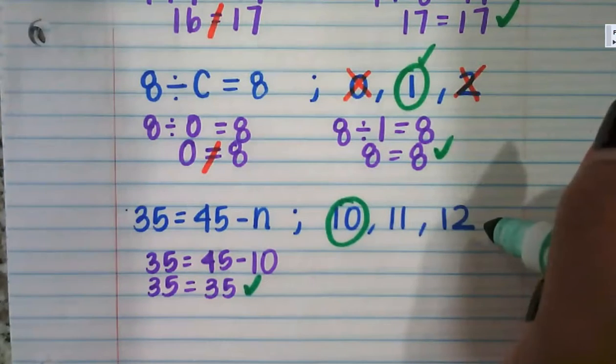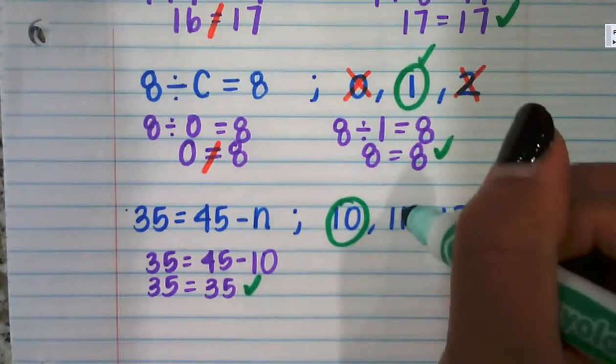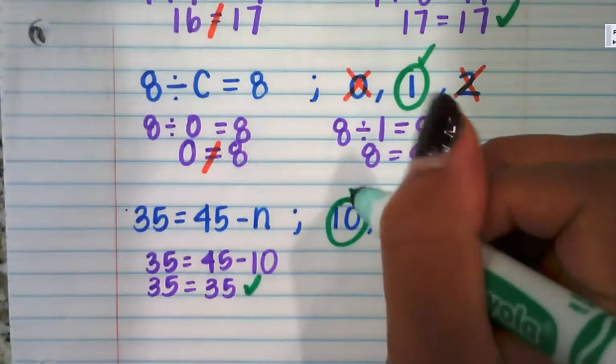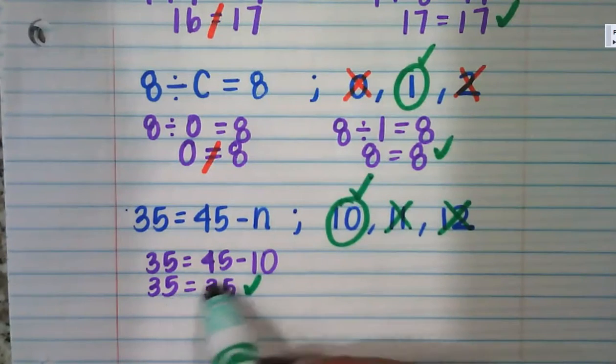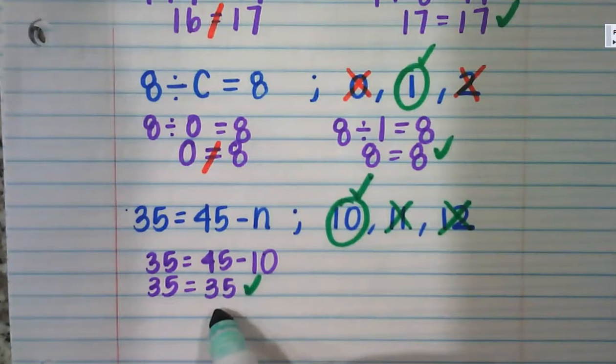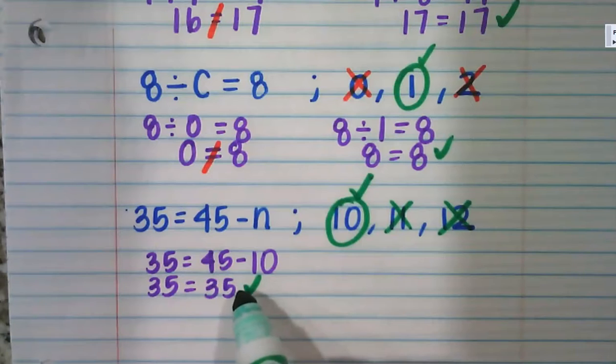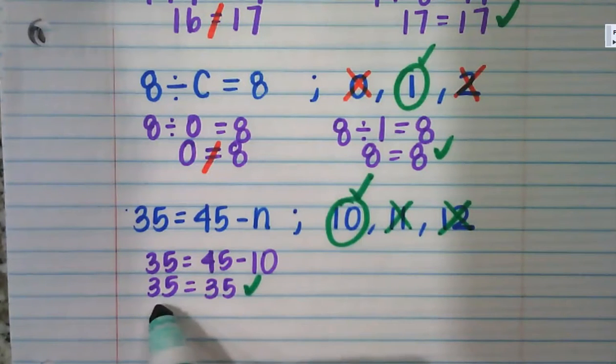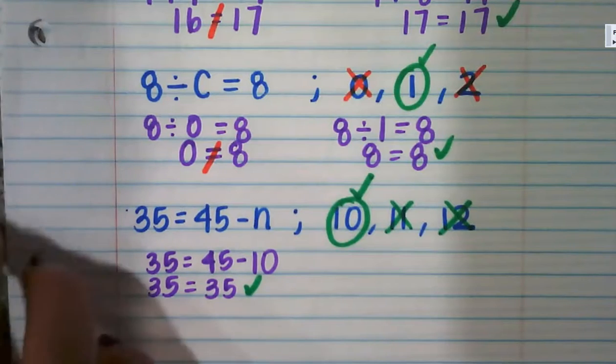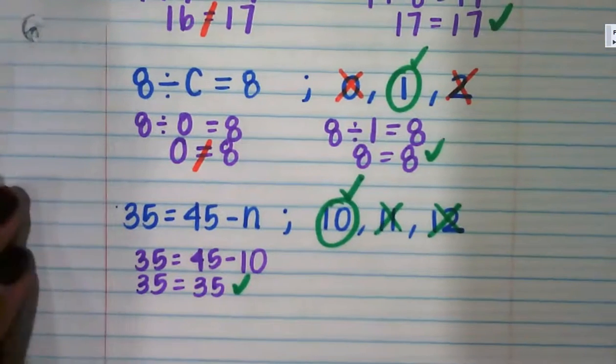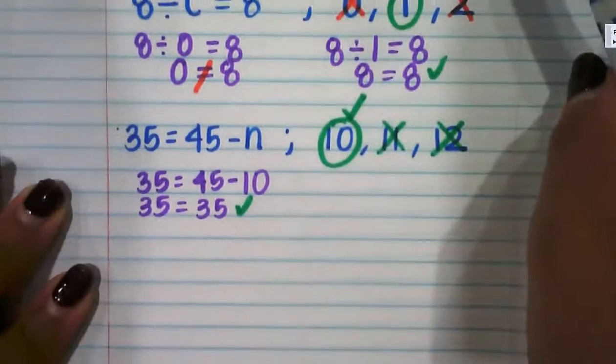Will 11 and 12 work to be equal? Well, no, because the solution is 10. If I plug in 11, I'll get 34. And if I plug in 12, I'm going to get 33. Therefore, 33 and 34 are not equal to 35. So now let's move on to the last example, and we'll be done with this part of our notes.